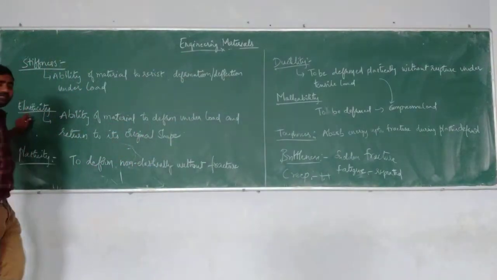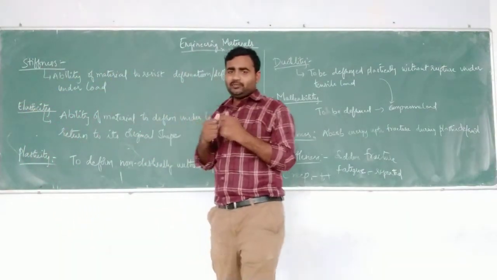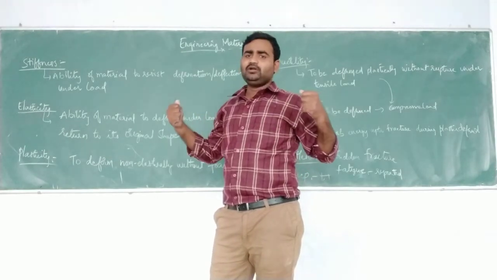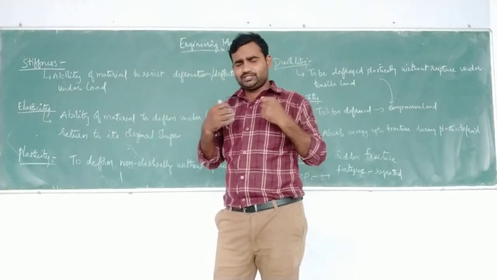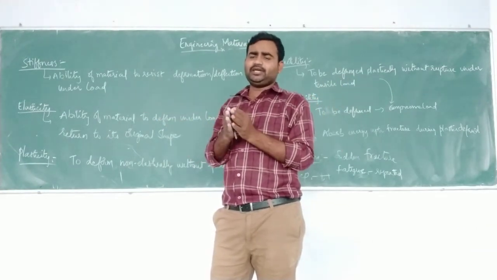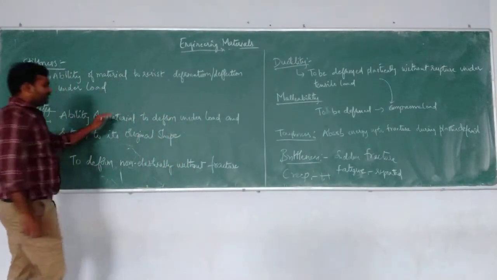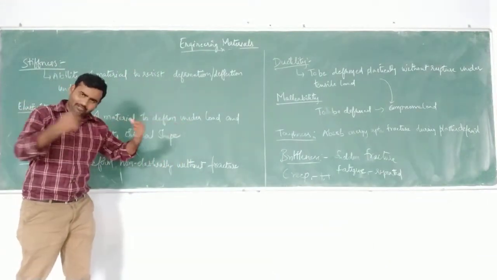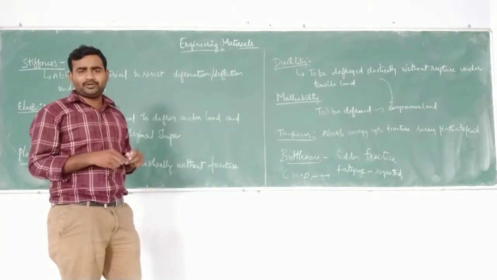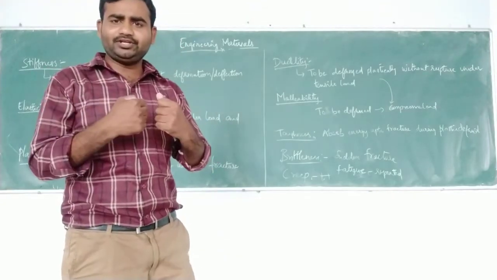And next, elasticity. As you observe in your daily life, the rubber band. What is the property it is having? Elasticity. When you pull, it changes its position and reaches a maximum, and if you leave it, it regains its original position. That is elasticity: the ability of a material to deform under load and return to its original state. If you pull your rubber band, immediately it regains its position.